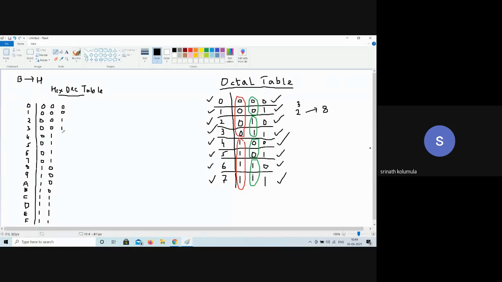Okay, people, right? First 2 will be zeros. Next 2 will be ones. First 2 will be zeros. Next 2 will be ones. Okay. First 2 will be zeros. Next 2 will be ones.